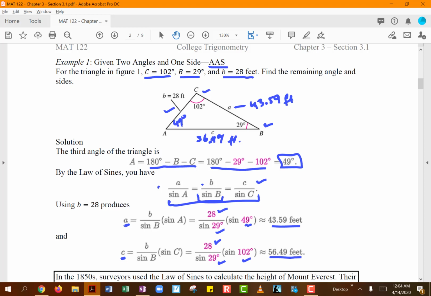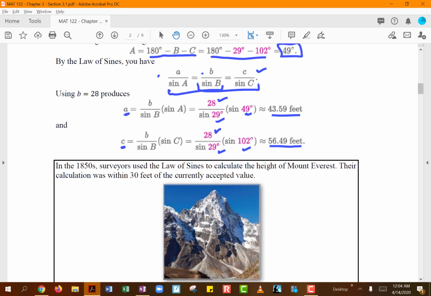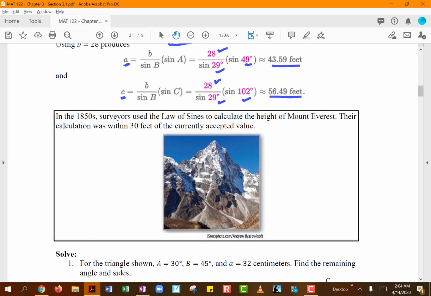And the one thing that might help you remember is that the longest side is going to be across from the largest angle. So that way you will keep track of your calculation. Again, the longest side is always going to be opposite from the largest angle. Okay, so it's pretty straightforward how the law of sines works.